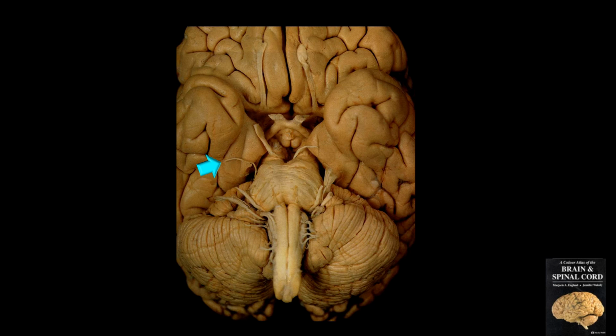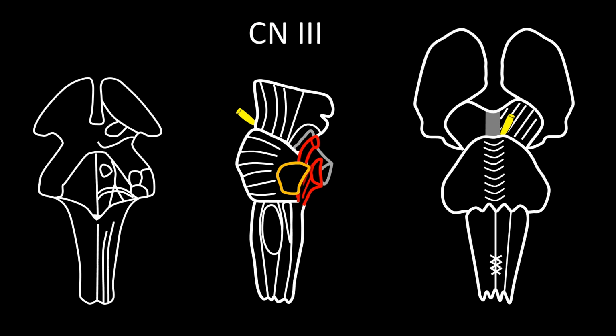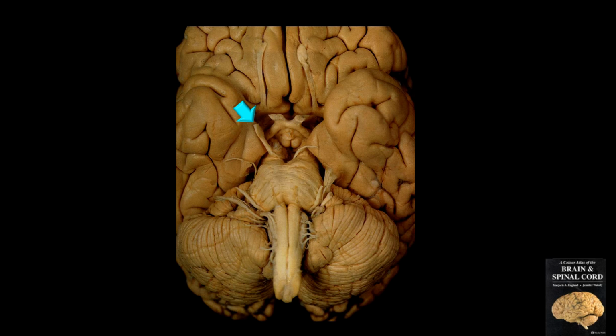Next, we have cranial nerve 3, the oculomotor nerve, which emerges from the lower midbrain close to the midline. You can see the oculomotor nerve well dissected here. You can also see the second cranial nerve, that is the optic nerve, and the first cranial nerve, the olfactory nerve.